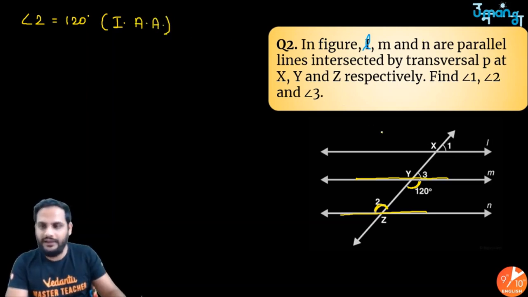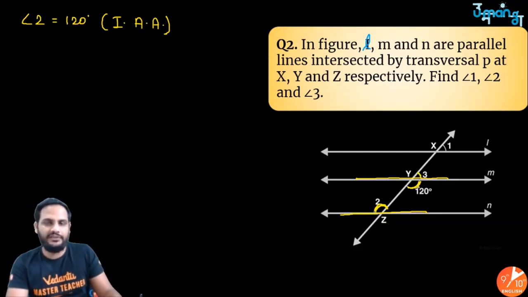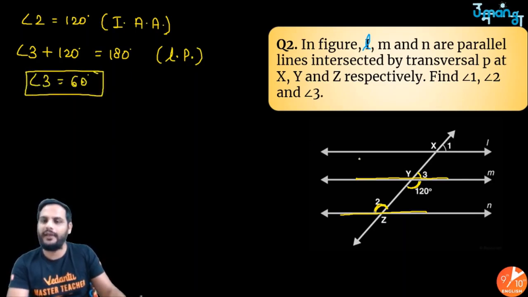ठीक है, then I can say कि सर ये angle 3 and 120 degrees जो है they must be a linear pair. Linear pair है 120 and 3. तो I can say sir angle 3 plus 120 degrees should be equal to 180 degrees because they are forming a linear pair. So I can say angle 3 is equal to 180 minus 120, which is equal to 60 degrees. Angle 3 भी मिल गया.